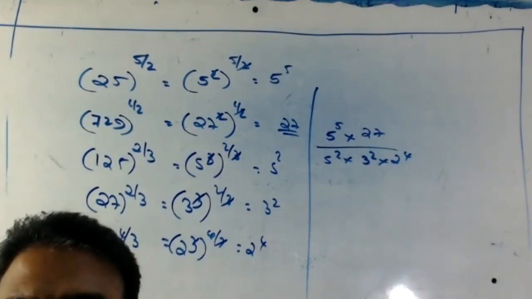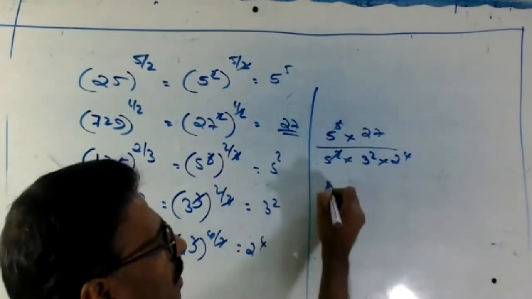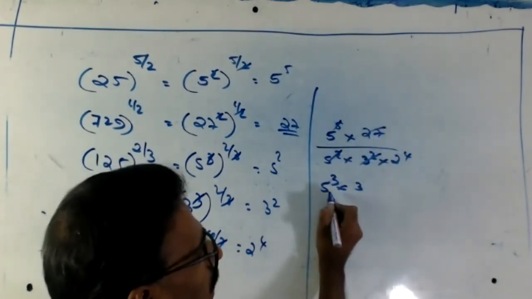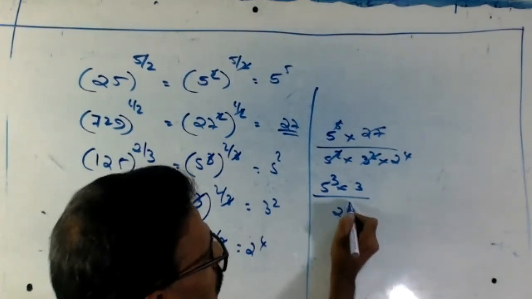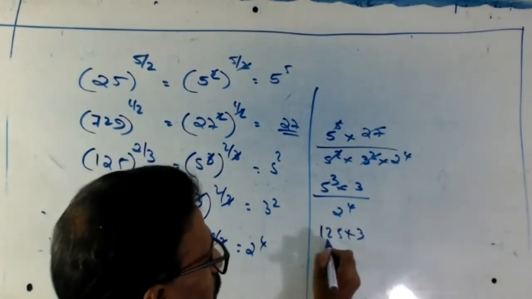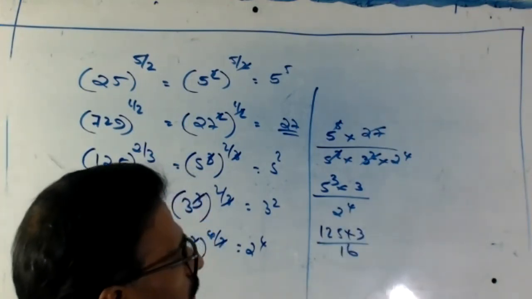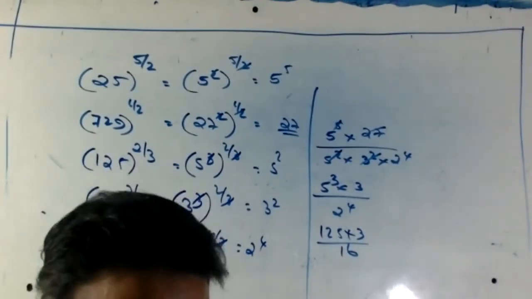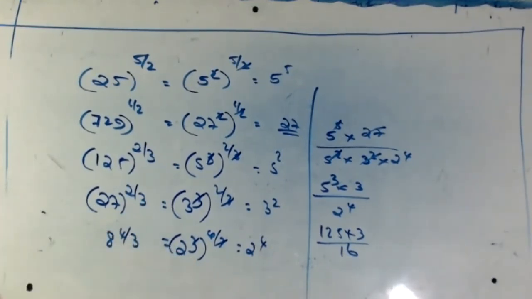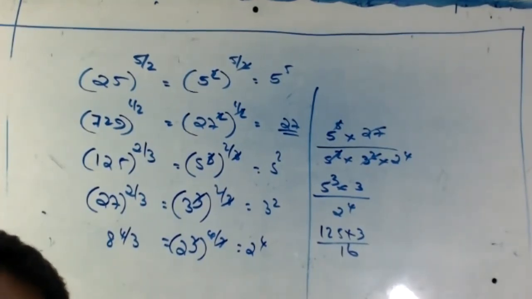Listen, I'll do mine. This is cancel 5 cube. This is cancel 3 divided by 2 raised to 4. This much only? Such a simple one. 125 into 3 divided by 16. How much is that? 375 divided by 16. Anybody got 375 by 16, is it right? Any calculation, you check it. 125 into 3 is 375 by 16. Everyone got this.